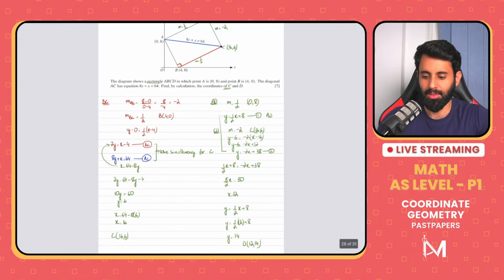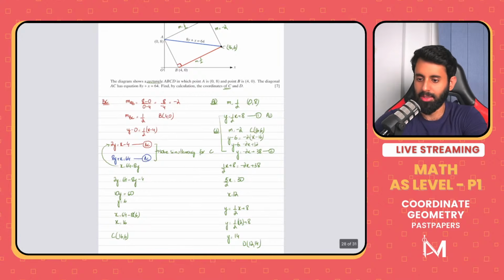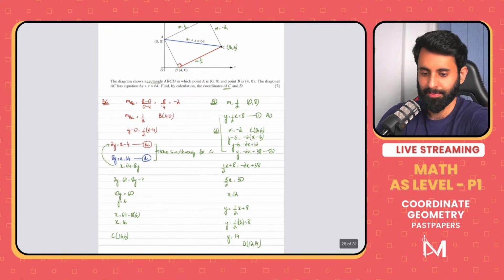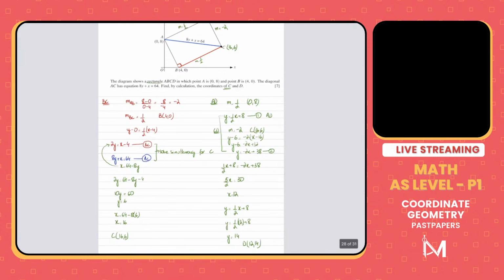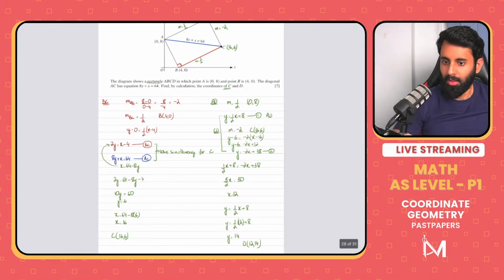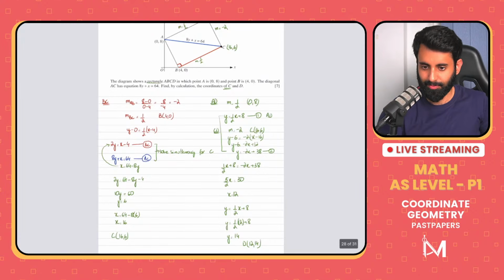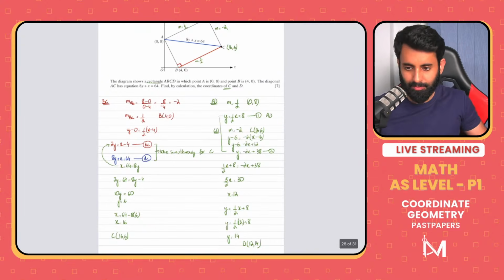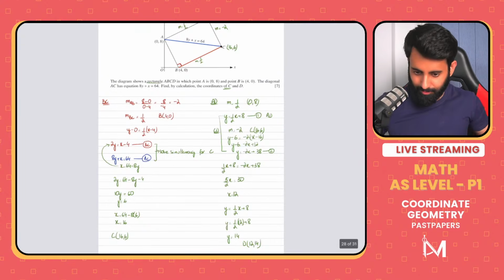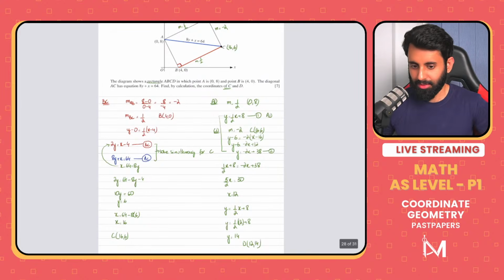I've just realized the camera angle is slightly awkward. Let me fix it. Just a minute. Okay, I hope it's better now. Simple? All right, glad to hear that.